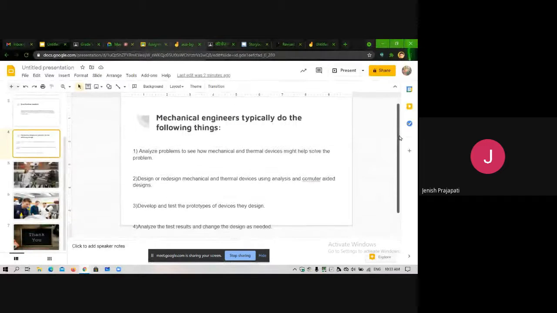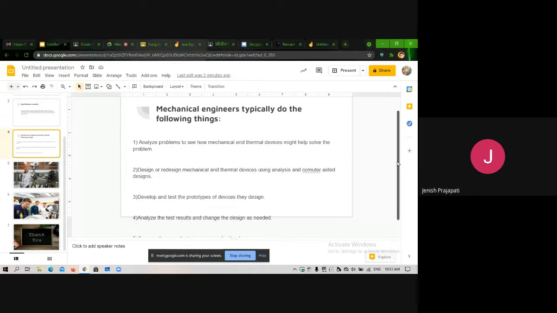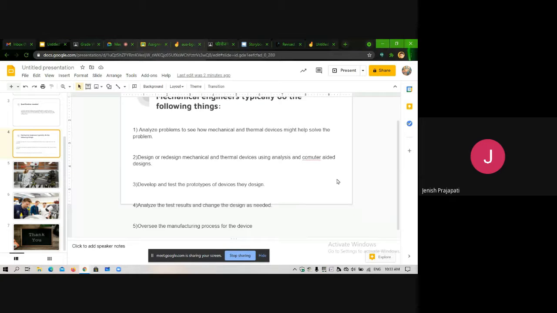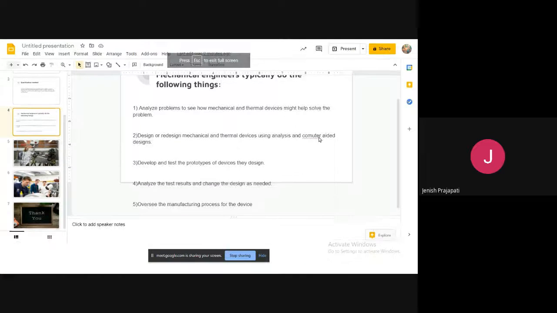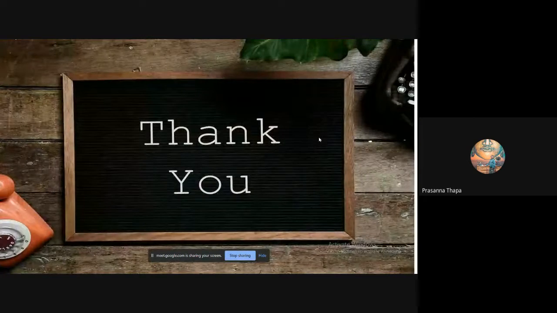Mechanical engineers typically do the following things: analyze problems to see how mechanical and thermal devices might solve the problem, design or redesign mechanical and thermal devices using analysis and computer-aided designs, develop and test the prototypes of devices, analyze the test results and change the design as needed, and oversee the manufacturing process for the device. So these are some images of mechanical engineers. Thank you.